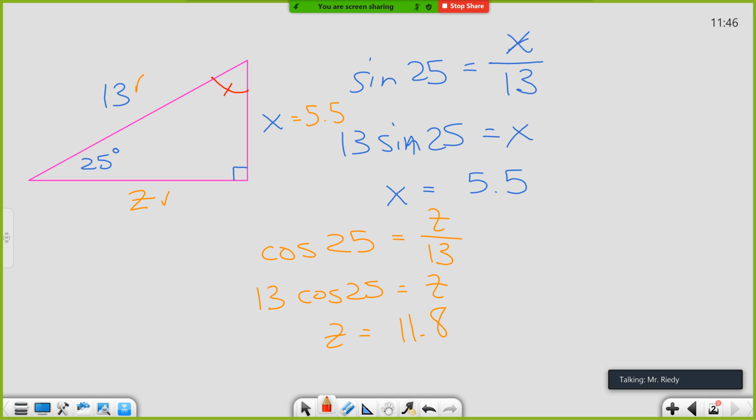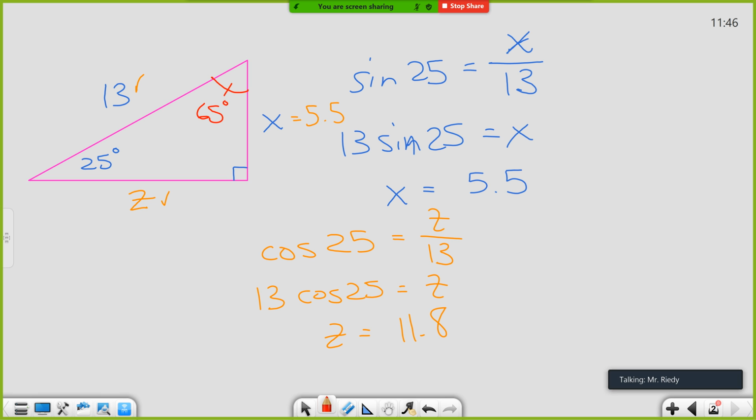Marcus, how big is that angle? I'm not sure. Give me a second. 65. Perfect. Why? Because if you get 25 and 90 added together and subtract from 180. Excellent. Okay. Now that opens a whole new can of worms.